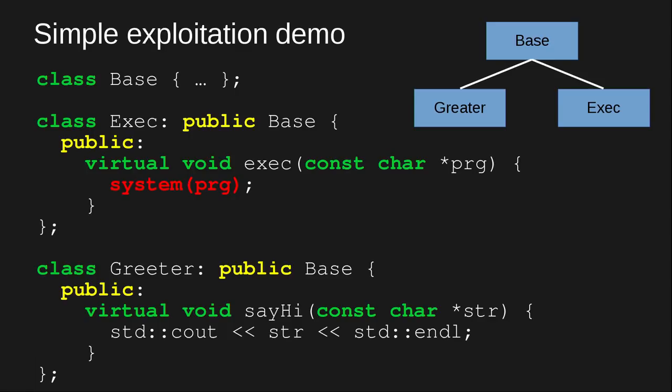So that sounds pretty reasonable, right? There's no way that a programmer would confuse exec and say hi, because the functions have different names and there's no way for us to confuse them, right?